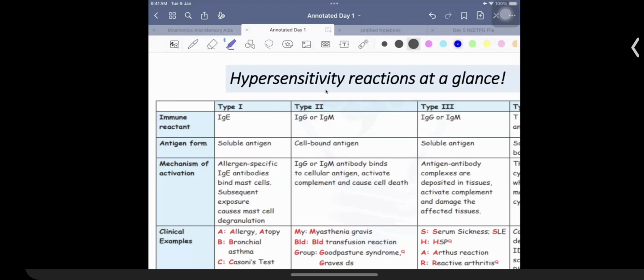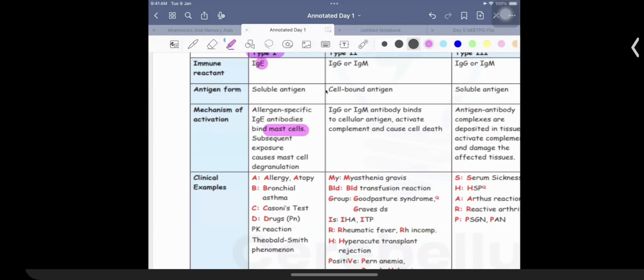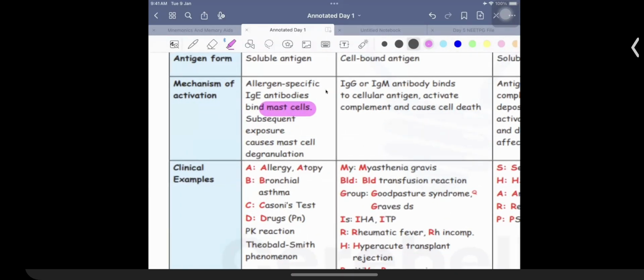Hypersensitivity reactions, nothing for me to discuss at this point of time. That's easy. Type 1 hypersensitivity involves IgE antibody. First time antigenic exposure, no clinical symptoms develop. Second time antigenic exposure, patients are going to be having activation of the mast cells. And the examples are what are very important. Examples remembered with the classic acronym. Now that has been obviously available to you for the last 18 years or so. ABCD. So allergy, atopy, bronchial asthma, Cassoni's test, and drugs. Just remember in the drugs, we have the important example of a drug that is going to be given the name of penicillin.